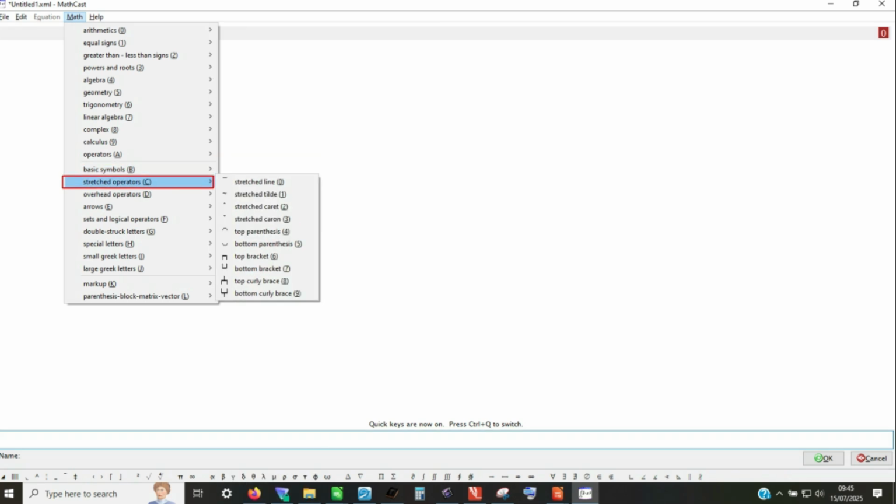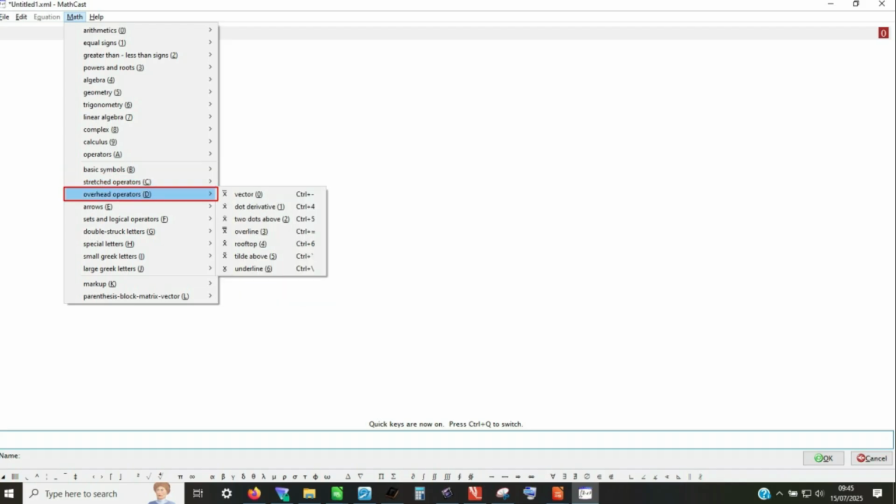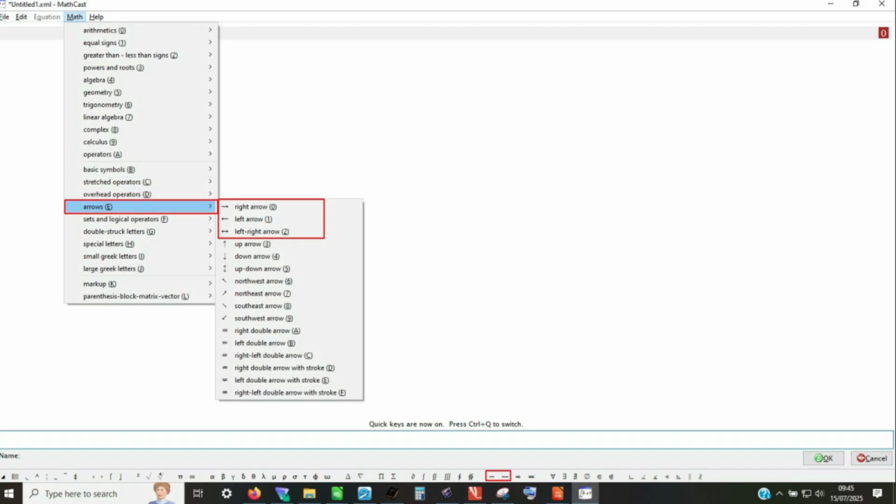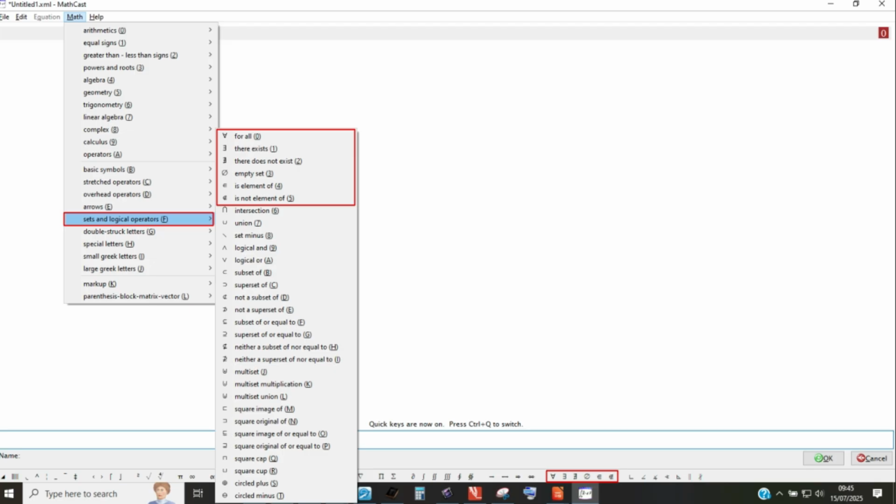The stretched operators, I don't tend to use that too much. The overhead, definitely vector notation. And again, you've got the vector and also unit vector, very handy for doing that. Arrows, relatively useful, again highlighted underneath the command line. We've got sets as well, if you're into doing set mathematics as well. Again, you've got those highlighted under the command line.